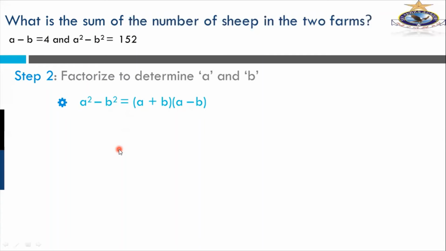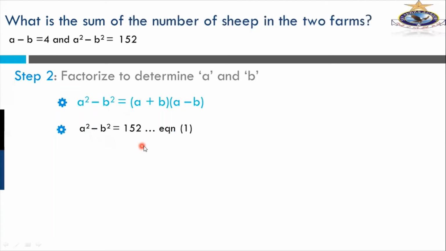Now what we will do next is put the values. Let's see how the things come out. So a square minus b square is 152, and the second thing is a minus b is 4. We are just putting the values over there, so we have all these values.